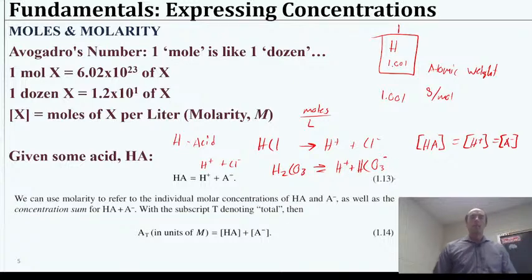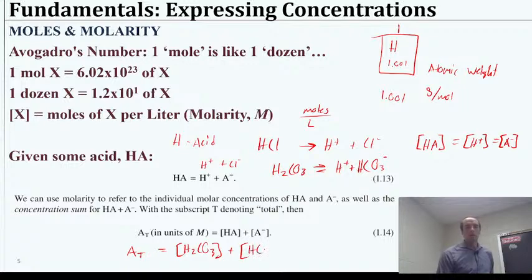So in this case, we might be interested in saying, okay, well, the total carbonic acid species, including the HCO3 minus and the H2CO3, maybe we want the total for both. So we could describe the total of that particular A. So A_T, the total here, we could describe as the concentration of, I'll just use the example here, H2CO3 plus the HCO3 minus.